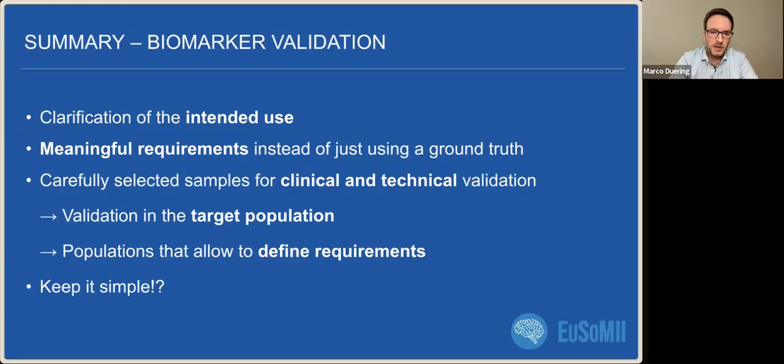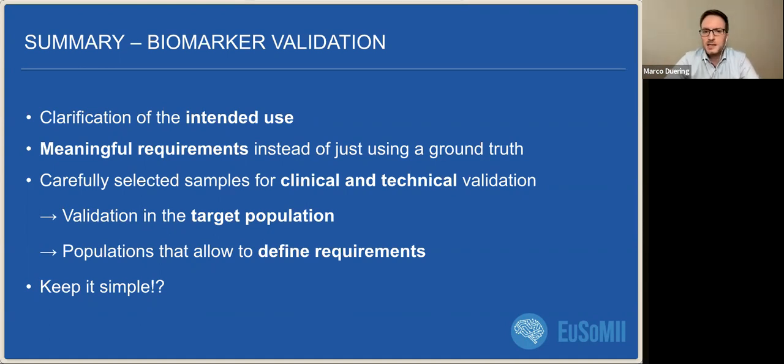So let me summarize. For biomarker validation, for imaging marker validation, in my view, the most important thing is to clarify the intended use, because then you can come up with meaningful requirements instead of just using a ground truth and looking, for example, at the overlap with ground truth segmentations.